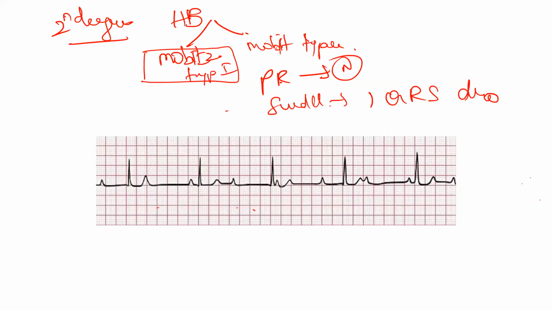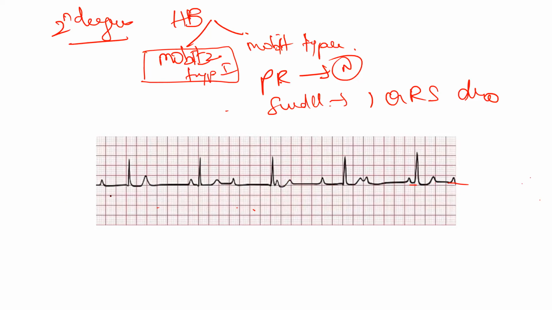Type 1. You see here, it is progressive prolonging. Is it progressive prolonging, type 1 or type 2? Here, if you see, it is normal. Here, it is prolonged. Here, there is a P wave and it is dropped. Then prolonged, P wave dropped. Then normal, then progressive prolonging and dropping. So when you have this type of pattern, it is Mobitz type 1 heart block.